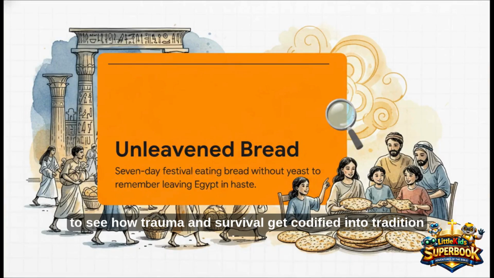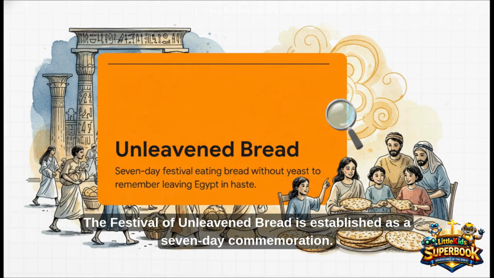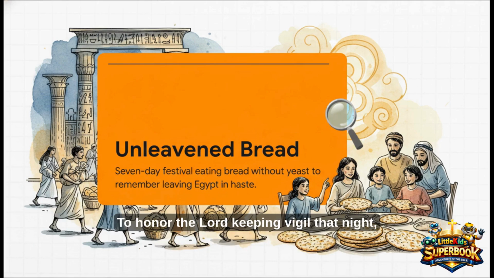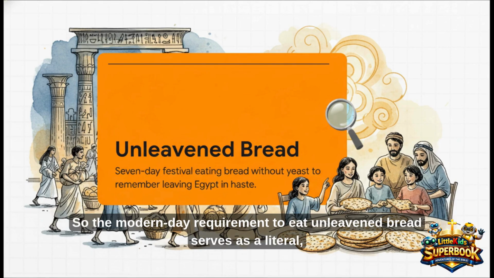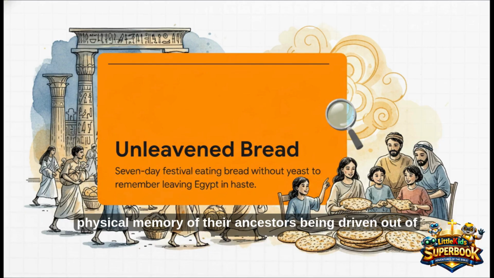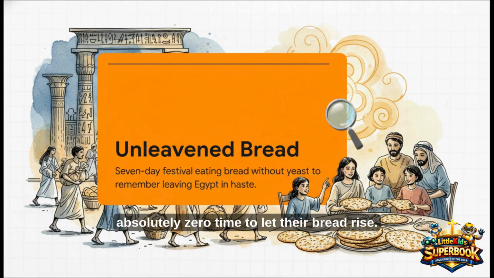It's honestly fascinating to see how trauma and survival get codified into tradition here. The Festival of Unleavened Bread is established as a 7-day commemoration. To honor the Lord keeping vigil that night, the Israelites are commanded to remove all yeast from their houses. So the modern-day requirement to eat unleavened bread serves as a literal, physical memory of their ancestors being driven out of Egypt with absolutely zero time to let their bread rise.